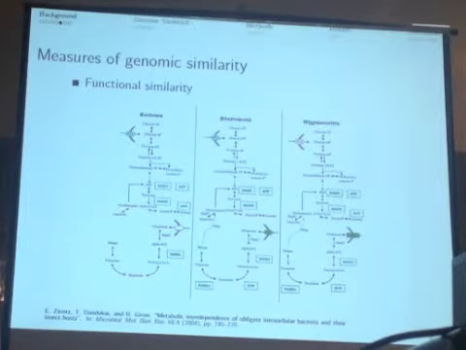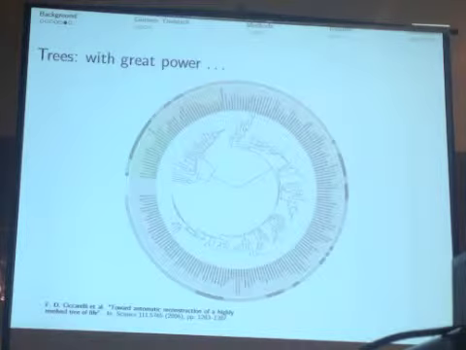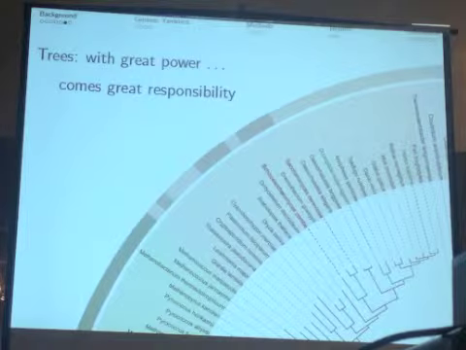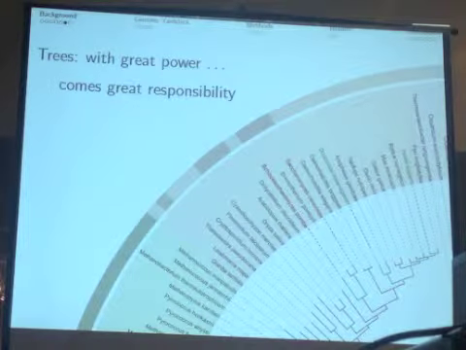Once you've done this sort of analysis, often you're going to represent your results as a tree. This is a beautiful figure from the Interactive Tree of Life, where you have bacteria, archaea, and eukaryota. But it's a great example of the challenges that come from having to interpret this kind of data.